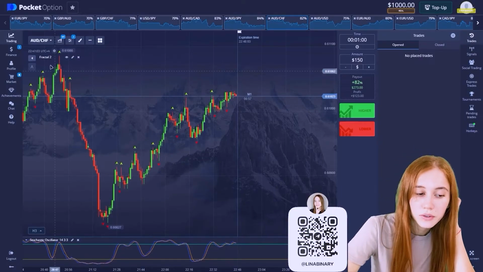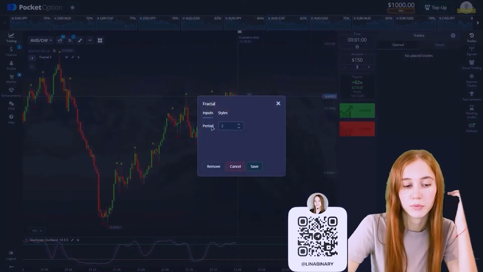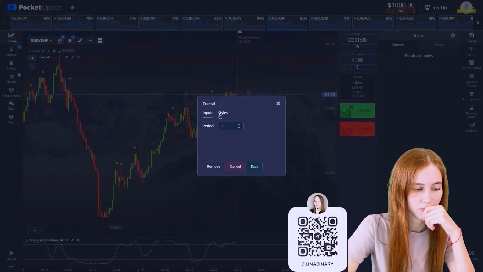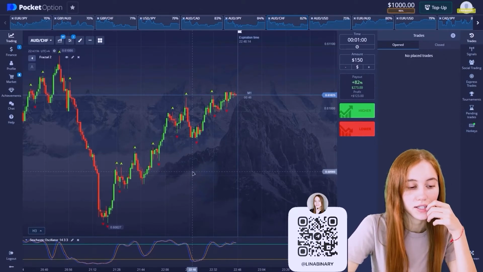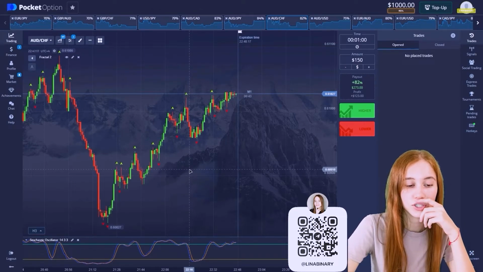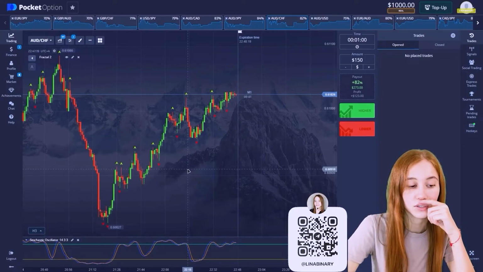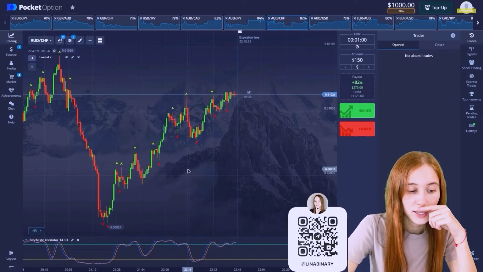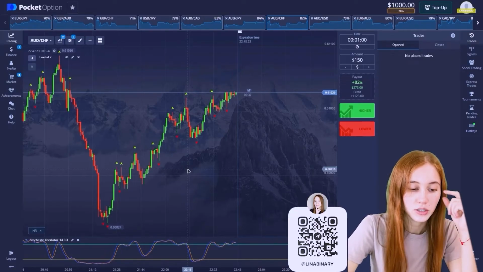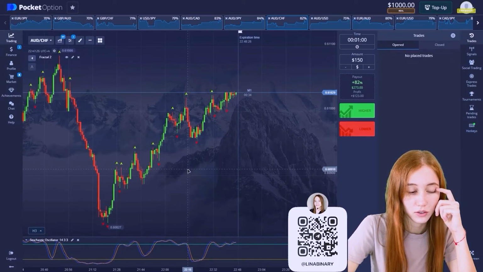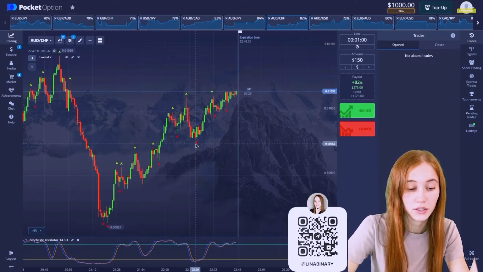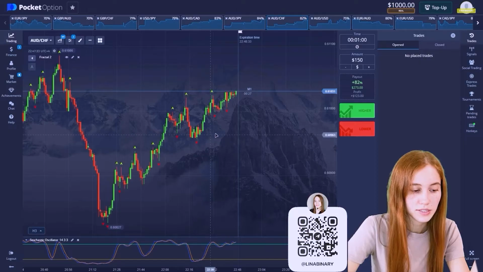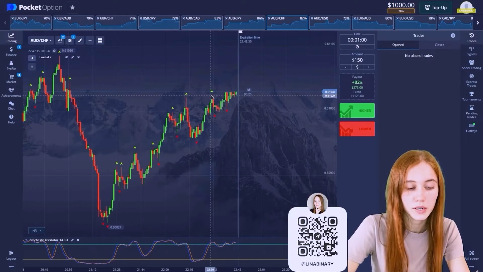There's also a second indicator, the fractal. Let me show you its settings. This indicator shows the highs and lows reached by the market during a certain period, visually highlighting them with directional pointers depending on the extremes. Fractal down is a red pointer, like here, pointing down. Fractal up is a green pointer pointing up.